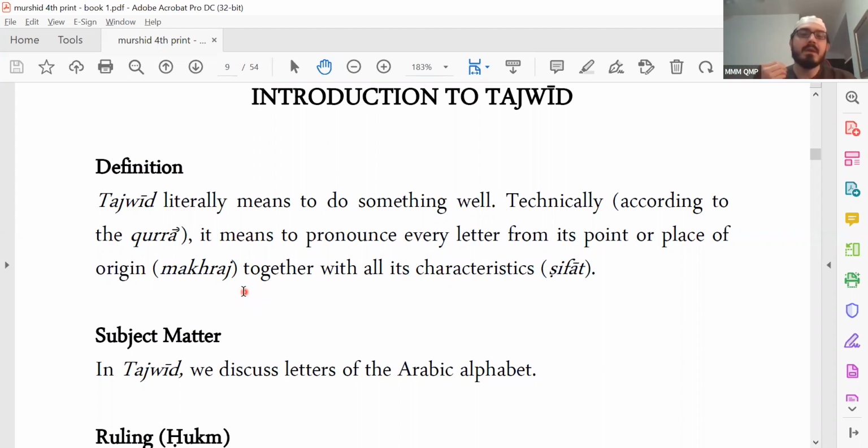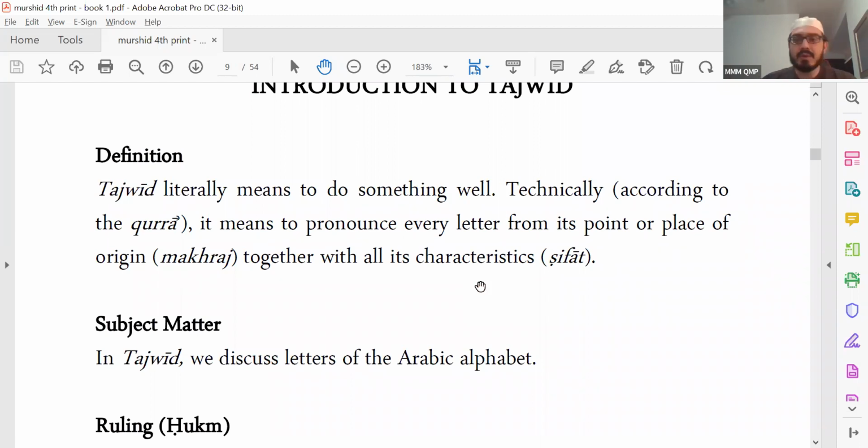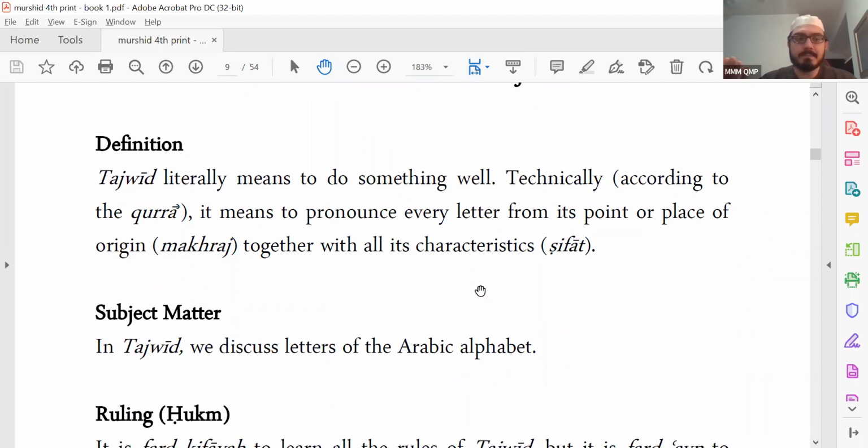So for example, if I say ba, where does ba come from? Ba, from the lips. Ha comes from the throat. So that's the makhraj, along with its sifat, its quality or characteristic, okay? And we'll get more into this, obviously, but for example, is the letter thick? Is it heavy or is it light? So the letter lam in the word Allah, it's heavy, right? Or for example, lillah, it's light. So Tajweed, again, technically, is to know the makhraj, where the letter comes from, along with its quality, okay?